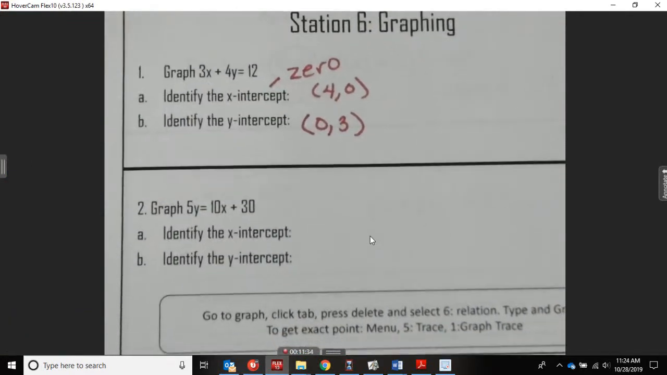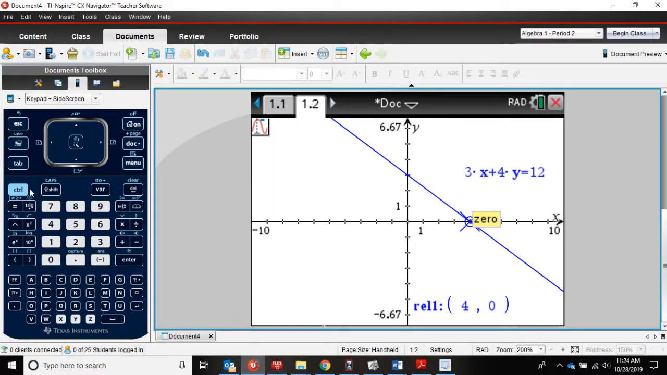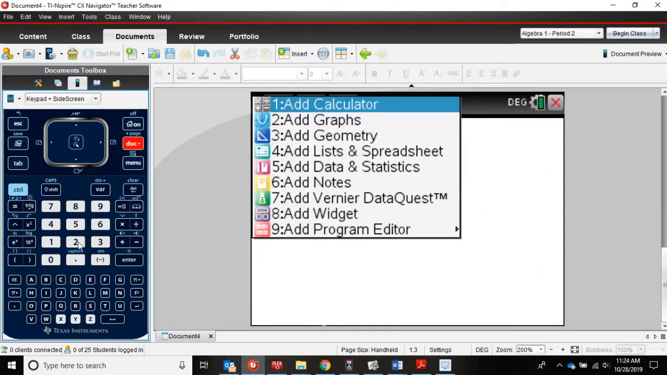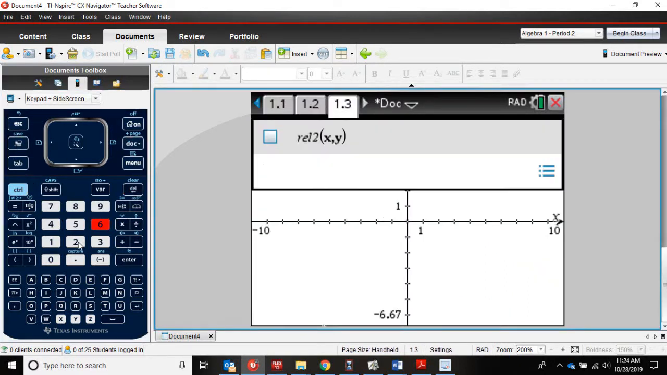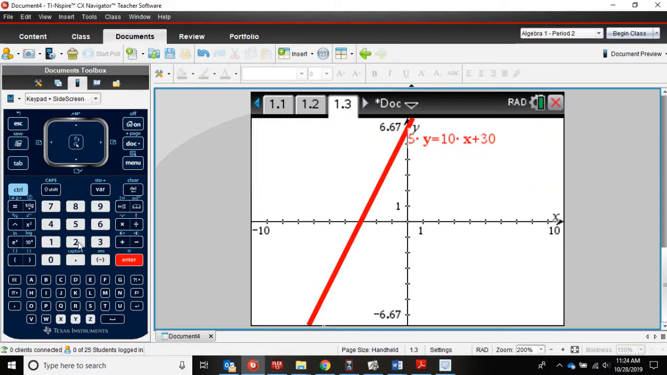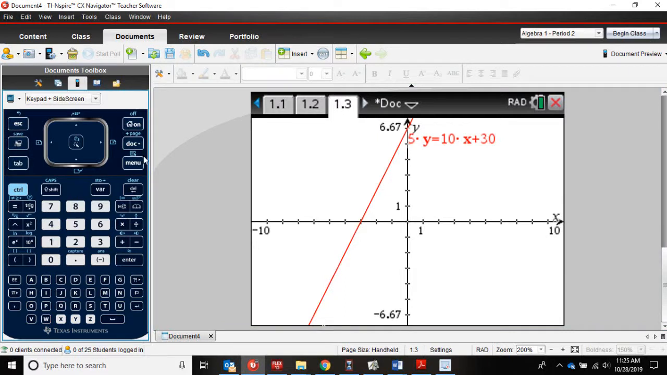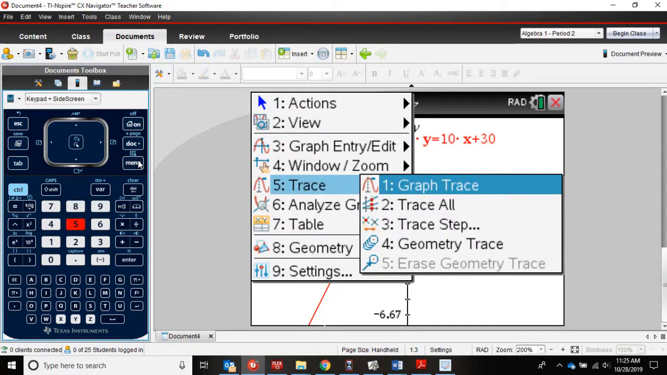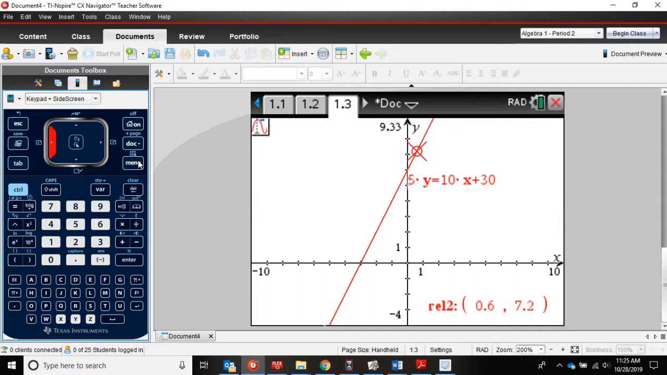Okay, and then number 2, same thing. I'm going to go to a new graph page, Control Doc, get a new graph page. Again, you're deleting the equal sign, picking a relation, and it says 5y equals 10x plus 30. And it's menu, 5 for trace, 1 for trace all. If I scroll right and go left, it tells me my y-intercept is 0, 6. And then if I keep going, it tells me the 0, which is your x-intercept, is negative 3, 0.